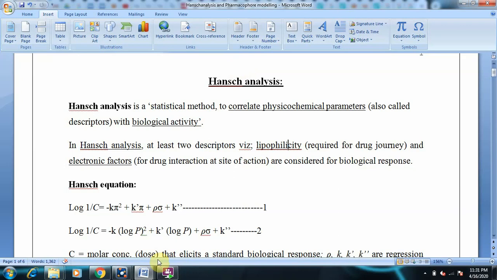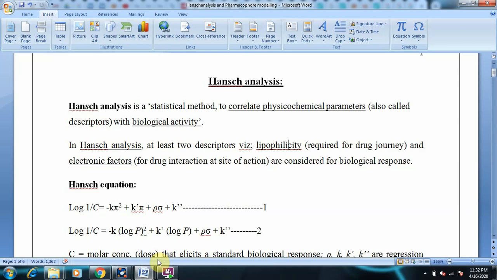What is Hansch analysis? Hansch analysis is a statistical method used to correlate the physicochemical parameters of a ligand or a chemical moiety with its biological activity. We are trying to correlate how the physicochemical parameters influence its biological activity. That is done by statistical methods, and one of the statistical methods is Hansch analysis. So in Hansch analysis we require physicochemical parameters.